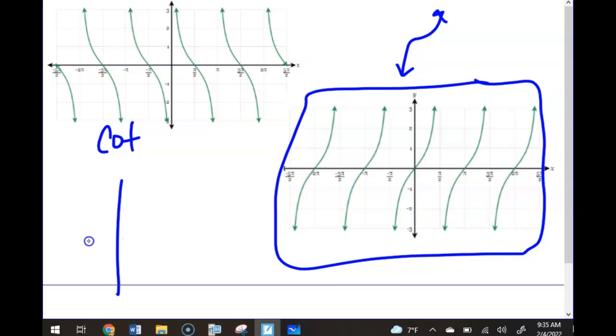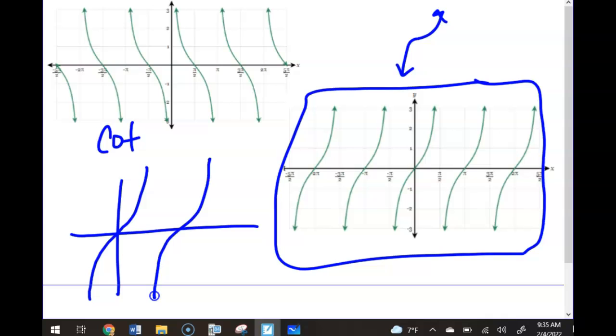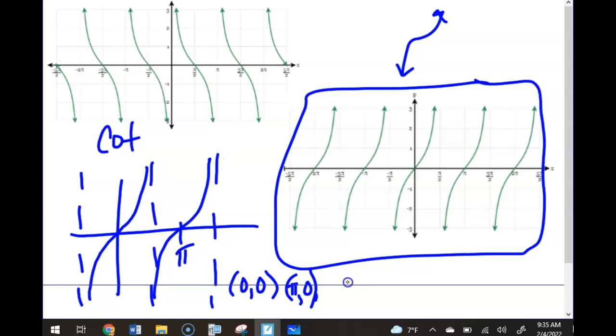So tangent, it says draw me two periods. So you would go one through the origin, one through pi. And then you have to label two points. So you'd have 0, 0, and pi, 0. And then you have to label some asymptotes. So where are those asymptotes at, guys? This is for tangent, not cotangent. The asymptotes are at, what's halfway to pi? And they're vertical, so they're x equals pi over 2.